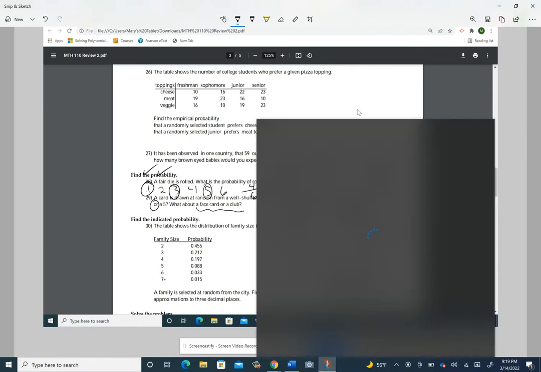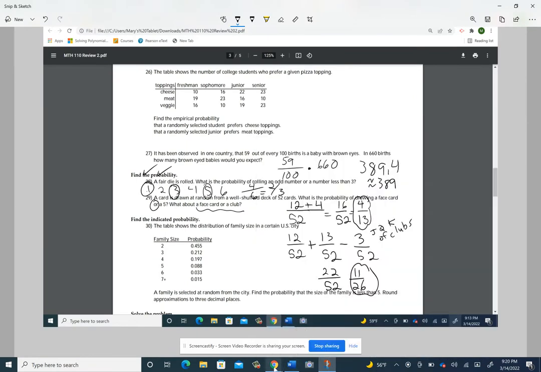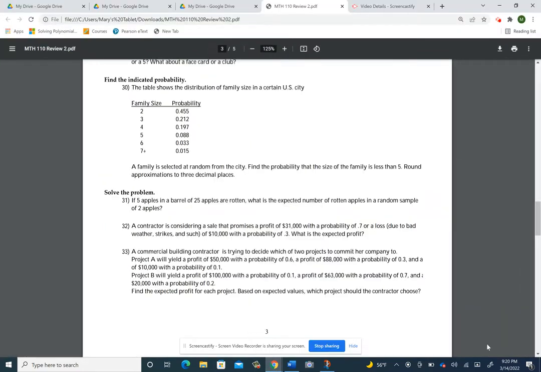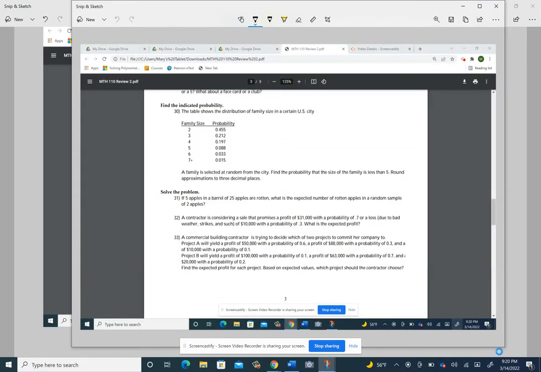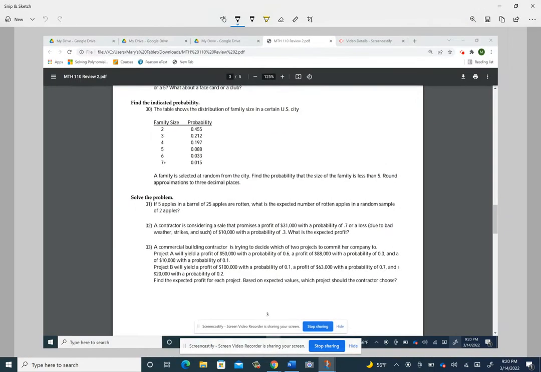All right, let me try that again. Go back here. I'm going to do this snip and sketch. There we go. Okay. All right, so now I'm still working on those problems off the review page.